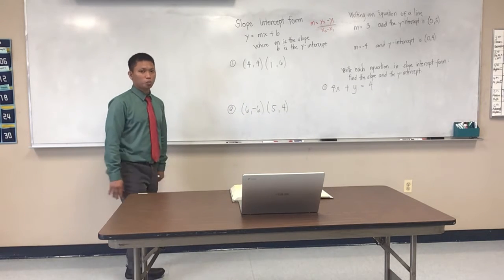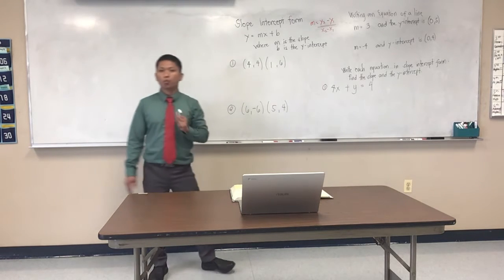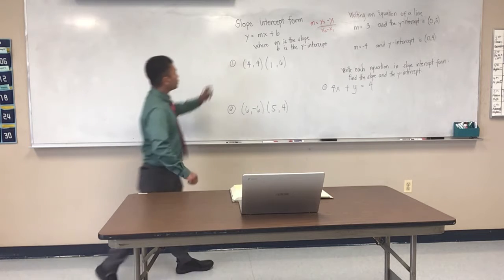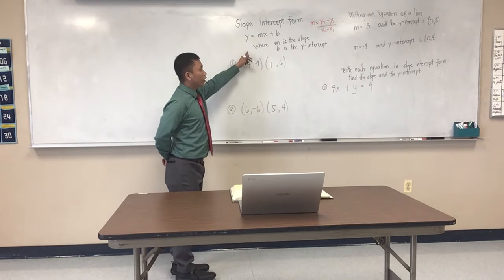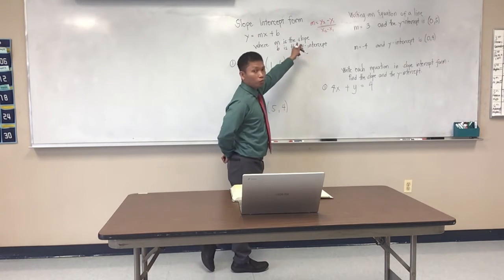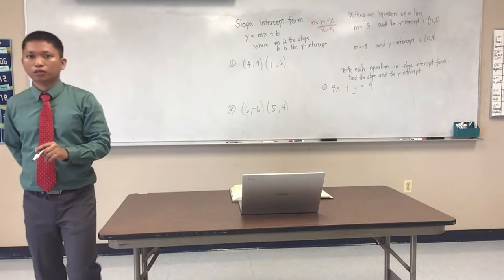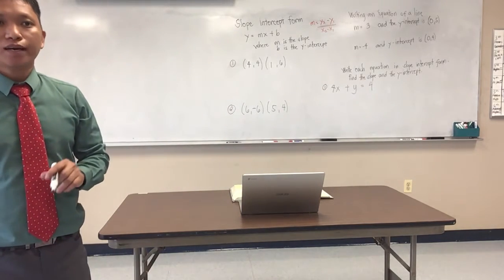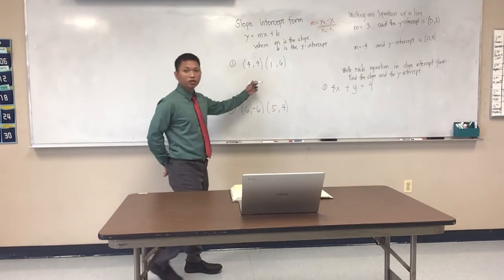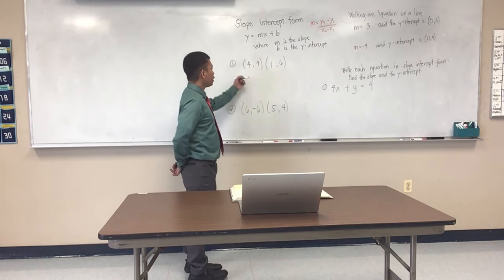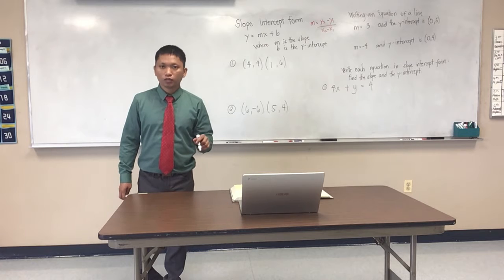Today we are going to discuss the slope-intercept form and how we are going to find slope. So we have here the slope-intercept form: y is equal to mx plus b, where m is our slope and b is the y-intercept. Okay? Last time we already discussed how to find the slope given 2 points. So we have the formula for finding slope given the 2 points.